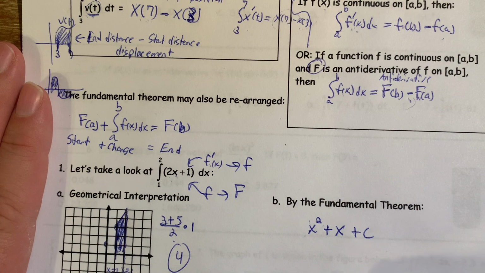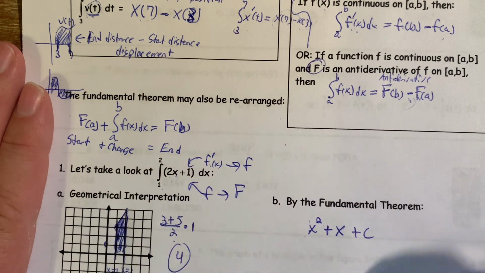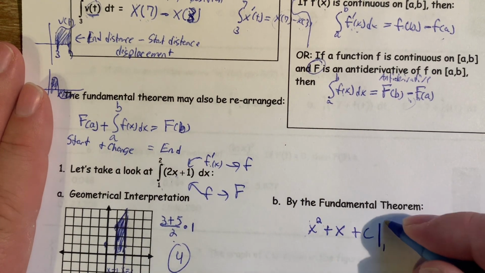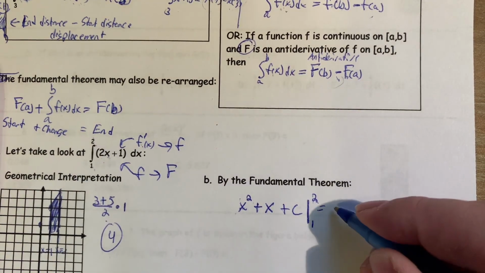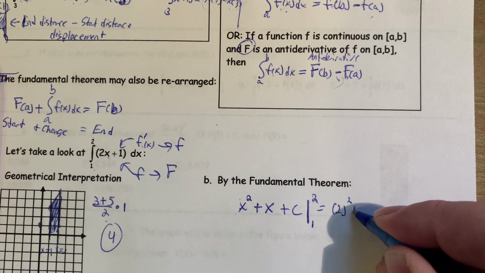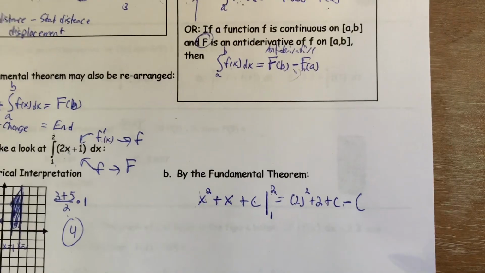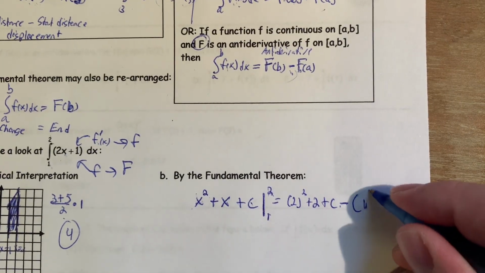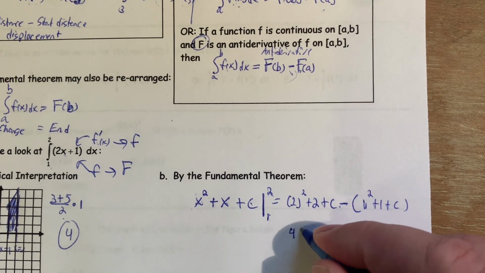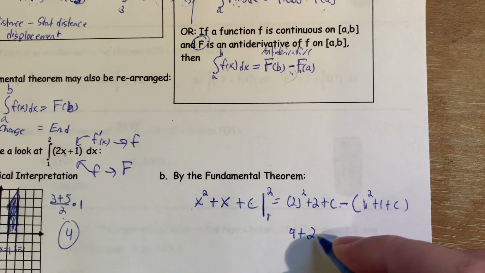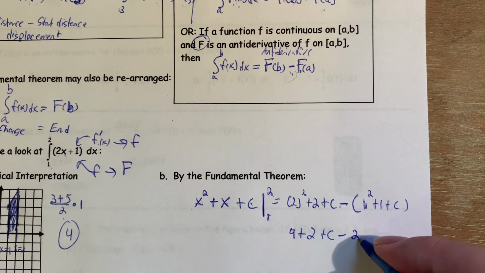And what we're going to do is evaluate. You know how we said it was going to be this at the ending point minus this at the starting point? We'll write this from 1 to 2. What this means is you plug in the ending point, 2. So 2 squared plus 2 plus c, that's what happens when we plug in 2, minus, and I'm going to put this in parentheses because it all needs to be subtracted, 1 squared plus 1 plus c. And so 2 squared is 4, plus 2, plus c, minus, 1 plus 1 is 2, so minus 2 minus c.